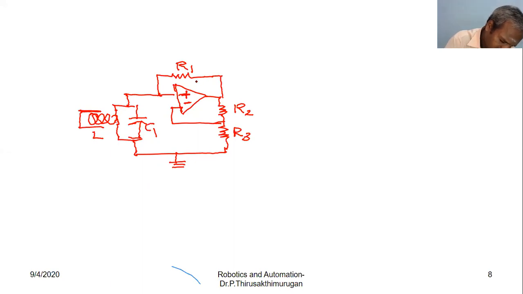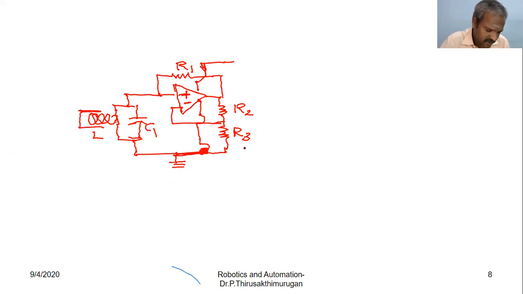In the oscillator stage, this is grounded. So we can also give a power supply to the op-amp: plus VCC and ground. We can connect the ground here, not minus VCC, plus VCC and ground. So this is the oscillator stage, next is the demodulator stage.